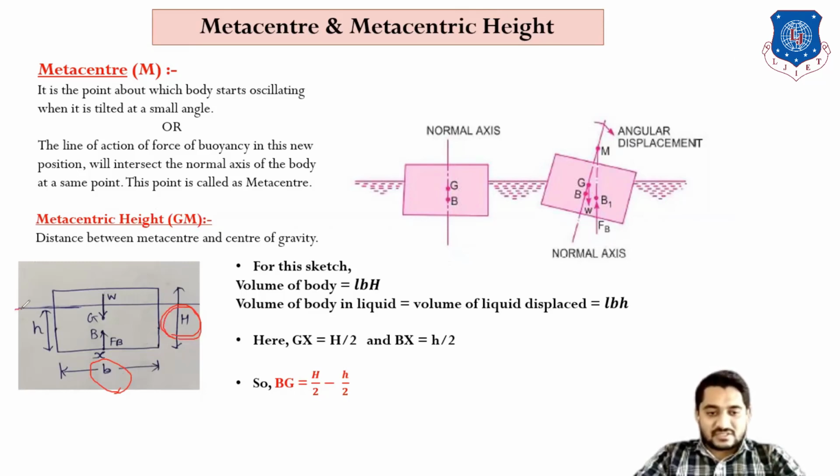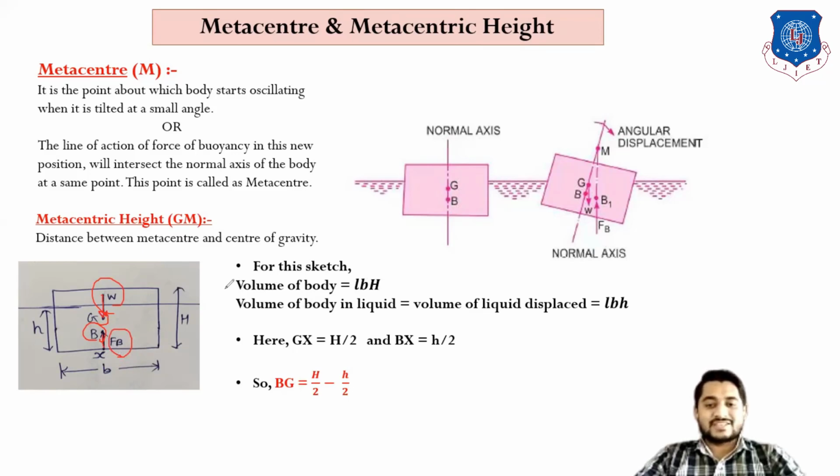Then this is the free liquid surface. Here small h is equal to the height of the body inside the water, that means the height of the liquid displaced. Here the center of gravity is shown at the middle of the body. One vertical downward force W is applied on it, and the buoyancy force is just below the center of gravity, acting in exactly the upward direction, right?